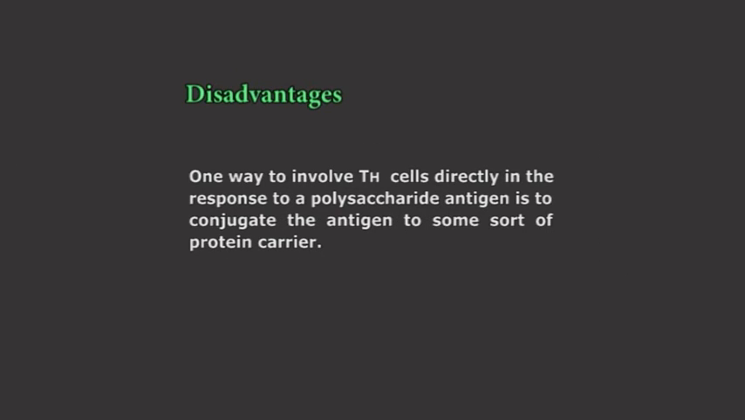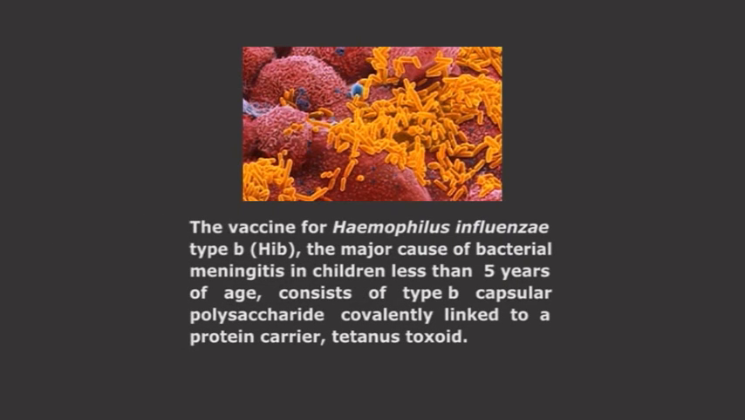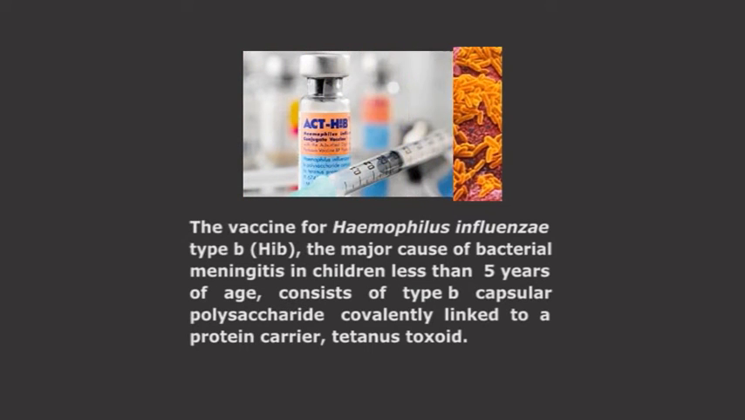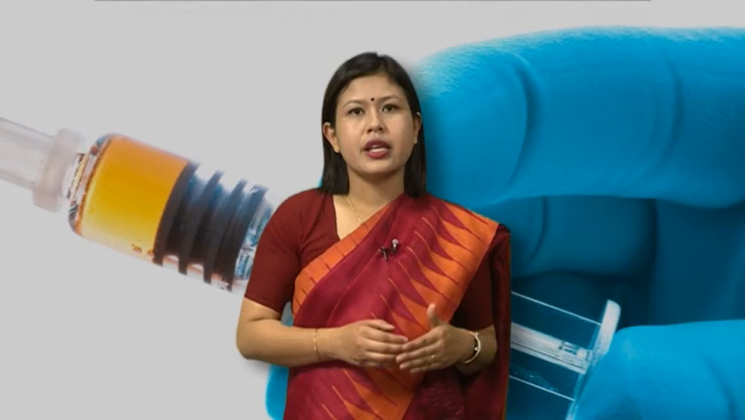One way to involve Th cells directly in response to a polysaccharide antigen is to conjugate the antigen to some sort of protein carrier. For example, the vaccine for Haemophilus influenzae type B (HIB), the major cause of bacterial meningitis in children less than 5 years of age, consists of type B capsular polysaccharide covalently linked to a protein carrier, tetanus toxoid. The polysaccharide-protein conjugate is considerably more immunogenic than the polysaccharide alone, and because it activates Th cells, it enables class switching from IgM to IgG.